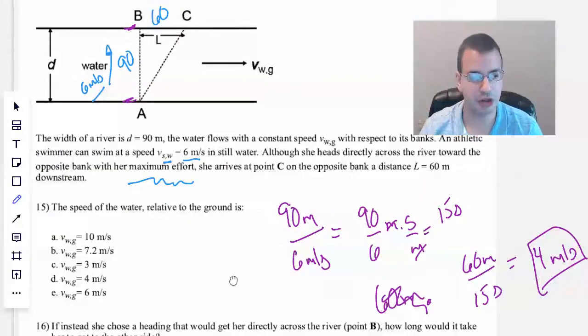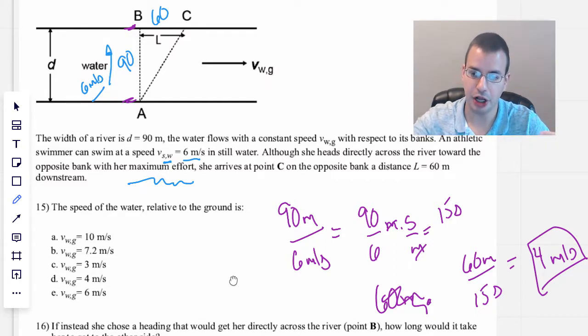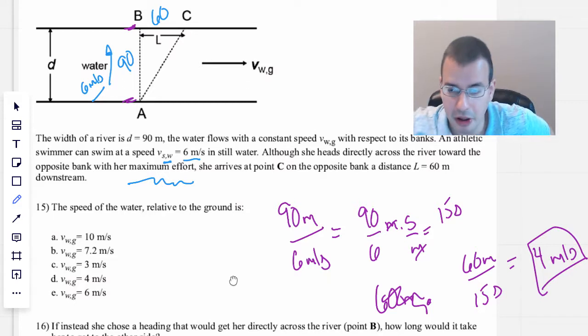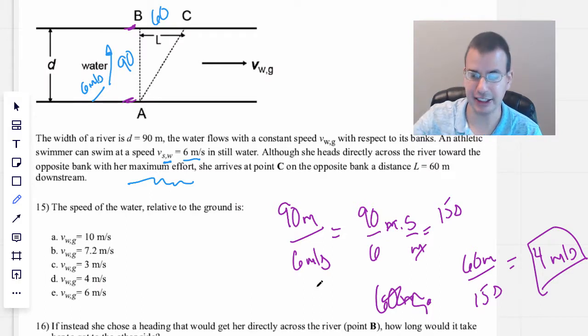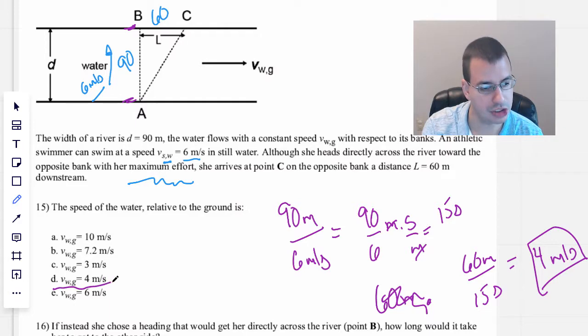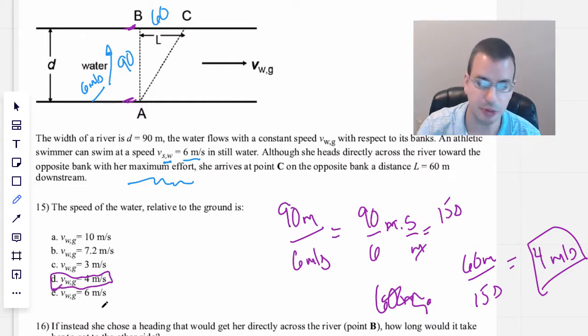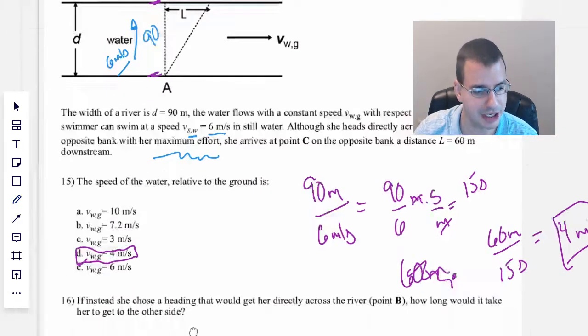And one of those things, it depends on how much time you have. If you feel like you're keeping pace and keeping on track on where you're supposed to be on the exam, then go through it as slowly and methodically as possible. But if you're kind of panicking, don't have a lot of time, you can look at this and just wing it. So this answer, the speed of water with respect to ground, will be 4 meters per second.